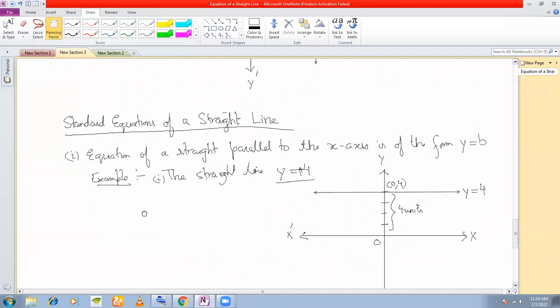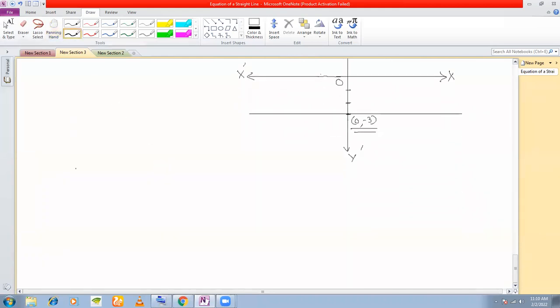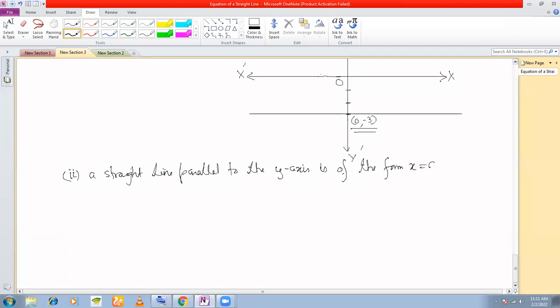Next standard equation: a straight line parallel to the y-axis is of the form x is equal to a. Examples. The straight line, let's say x is equal to minus 2.